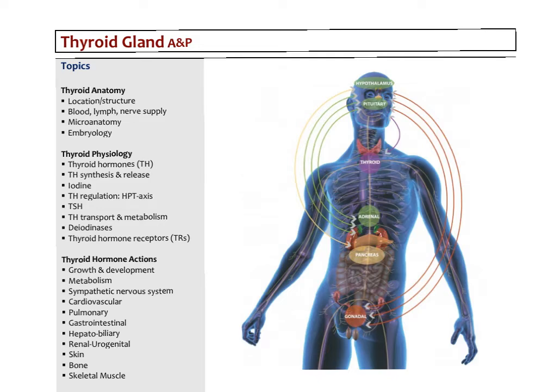So in this first lecture on the thyroid gland, we're going to look at the general location and structure of the thyroid, look at the blood supply, lymph and nerve supply, the microanatomy of the thyroid, and then I'll say a bit about the embryologic development.